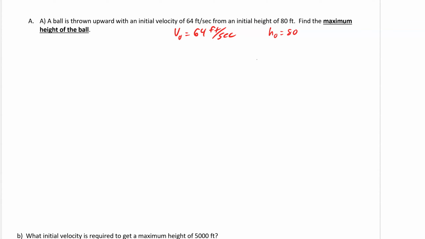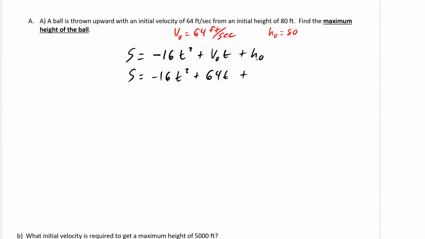And so we have our formula when you're talking about feet for your position function to be negative 16t squared plus v0t plus h0. So if we plug these in, we get this function. Okay, so now what we want to do is find the maximum height of the ball. So that means we're going to take the derivative and set it equal to 0.